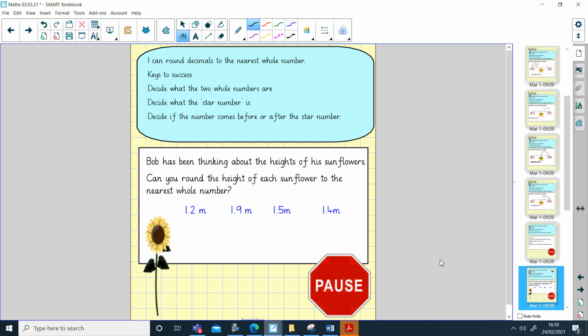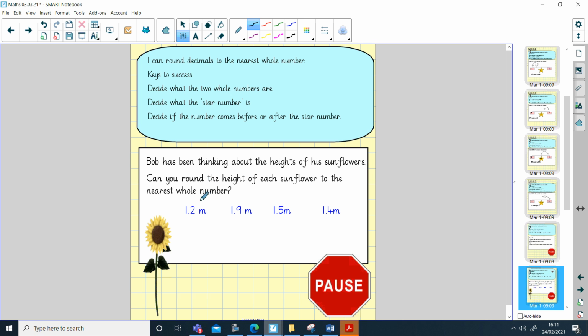Okay, so yesterday we met Bob, and Bob was ordering the heights of his sunflowers. But today, Bob wants to round the height of each of his sunflowers to the nearest whole number. Pause the video and write down what each of these measurements would round to. If you need to use the star line, then please do so. Come back to me when you're done.